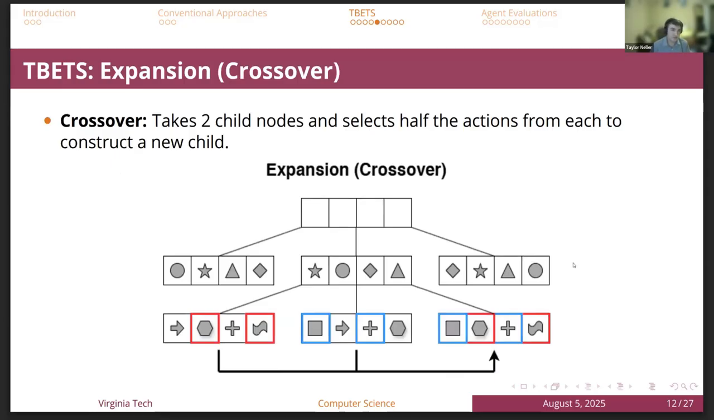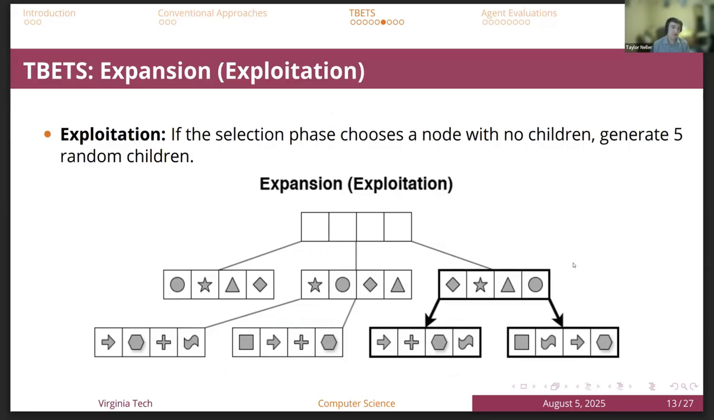Similarly, we can do the same thing with crossover, except that we take 2 children of the selected node, and then we sort of splice them together. We take a few actions from each of the action sequences of the 2 children, and then put them together into a new one. And then we attach this new child to the selected node. If a node is selected in the selection phase that has no children, we instead generate some initial population, which we set as 5 random children.